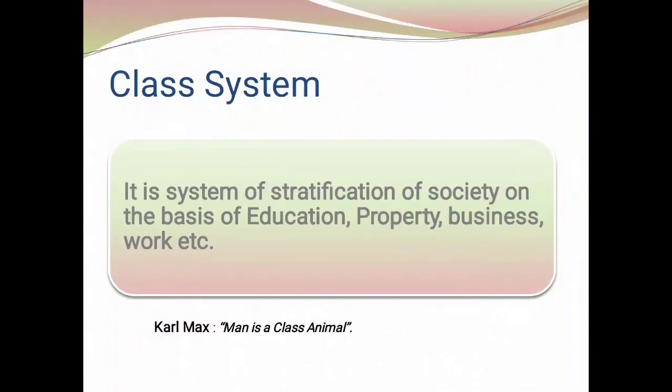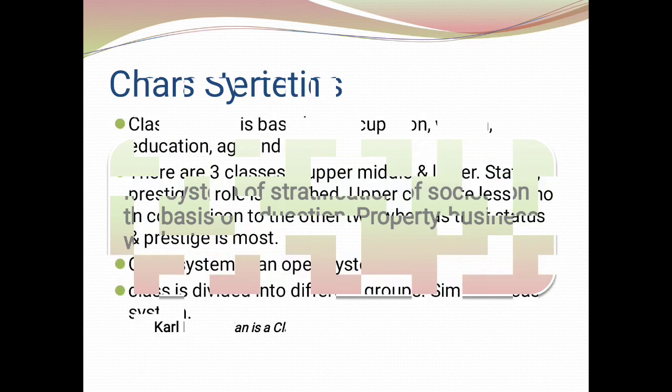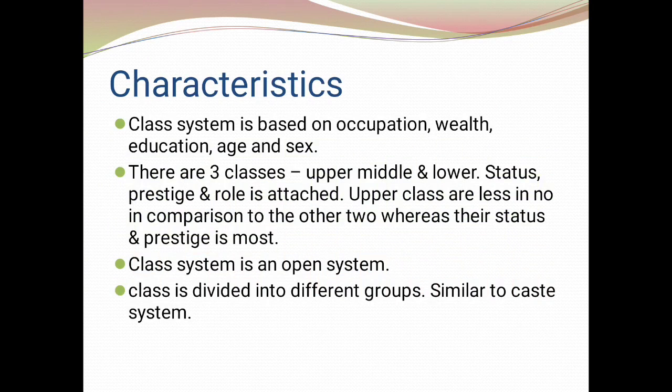As Karl Marx said, man is a class animal. The characteristics are that the class system is based on occupation, wealth, education, age, and sex, like we discussed in the previous slide. There are three classes: upper, middle, and lower. Status, prestige, and role are attached. The upper class is smaller in comparison to the other two, but their status and prestige are the greatest.